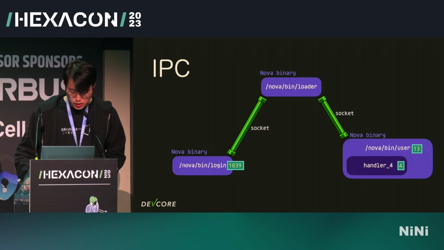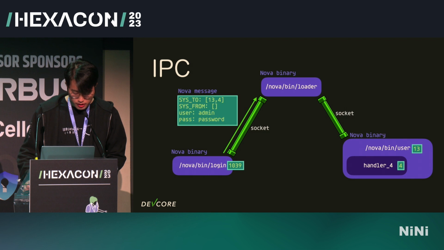Every message is sent to the loader via socket, and the loader dispatches the message to the corresponding binary. So assuming the ID of the login process on the left-hand side is 1039, and the ID of the user process on the right-hand side is 13, and handler 4 is responsible for checking the username and password. So the login process sends a request with the username to the user process. The value of the sys2 means the target is handler 4 of binary ID 13.